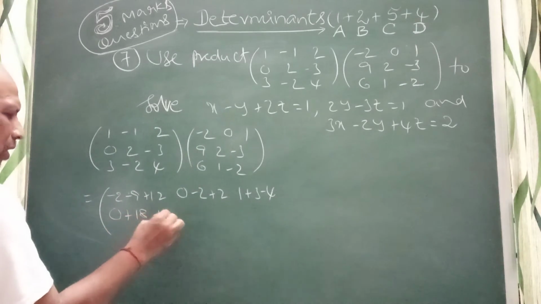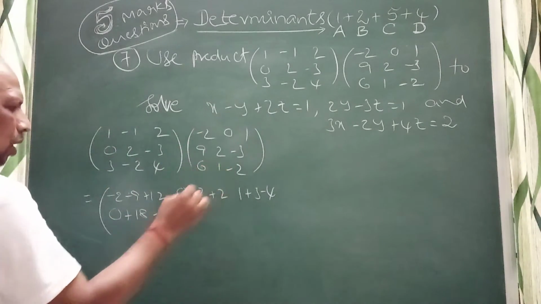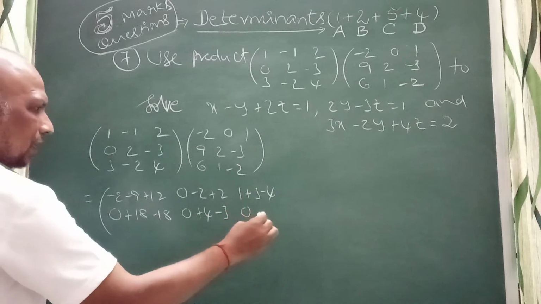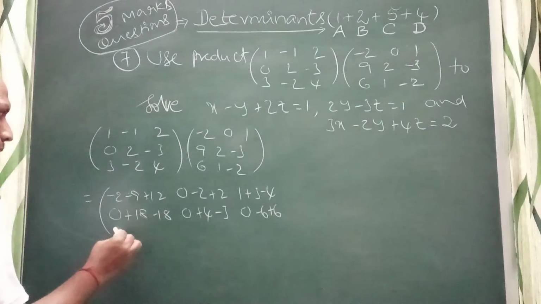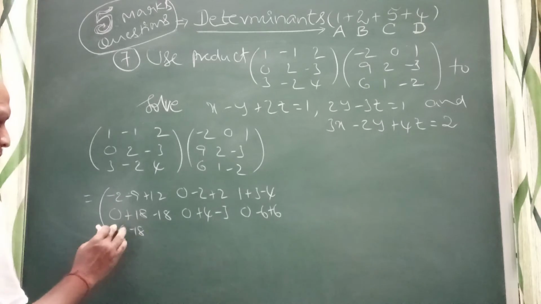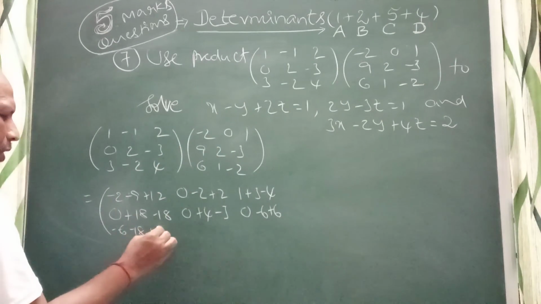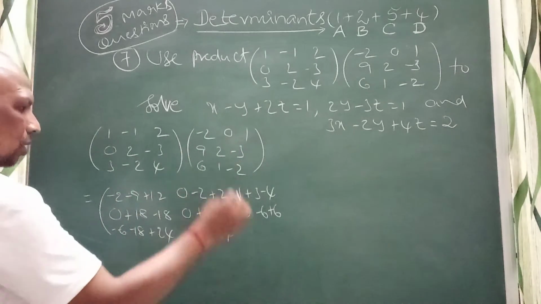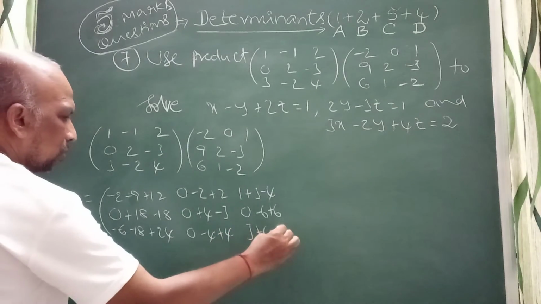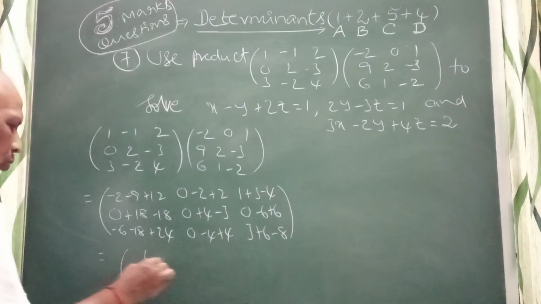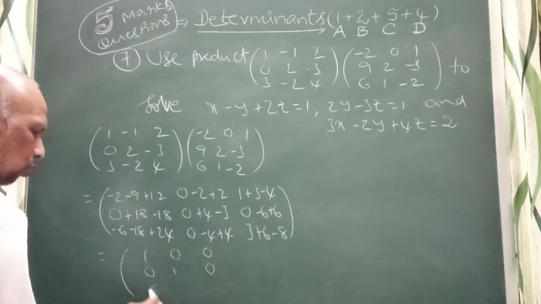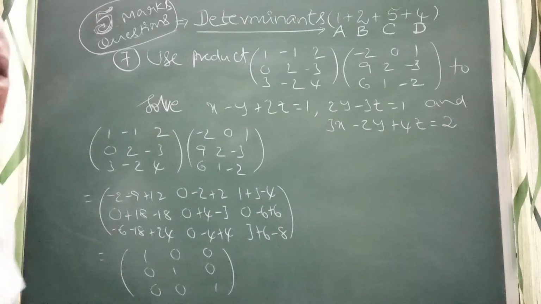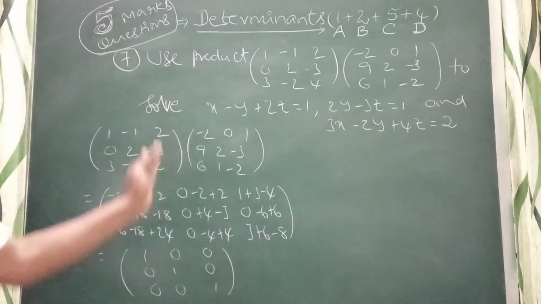18 minus 18, 0. Second row with the second column: 0 plus 4 minus 3, 0 minus 6 plus 6; this one minus 6 minus 18 plus 24; this one 0 minus 4 plus 4, 3 plus 6 minus 8. You will get 1 0 0, 0 1 0, 0 0 1. This is the identity matrix, right? When the product is equal to the identity matrix, one is the inverse of the other.